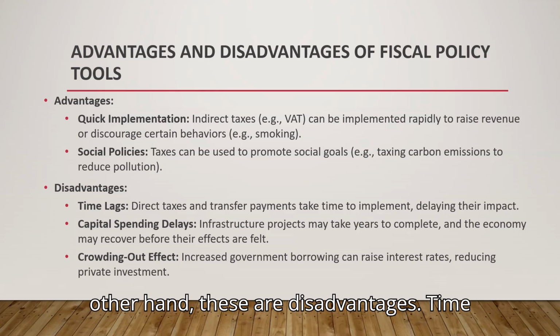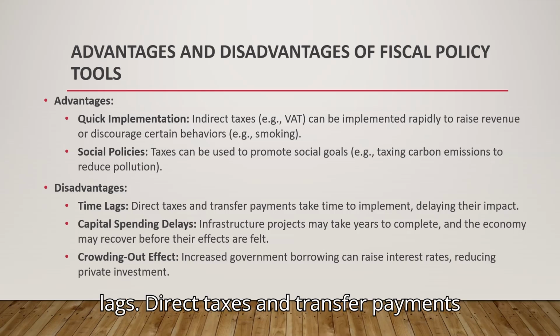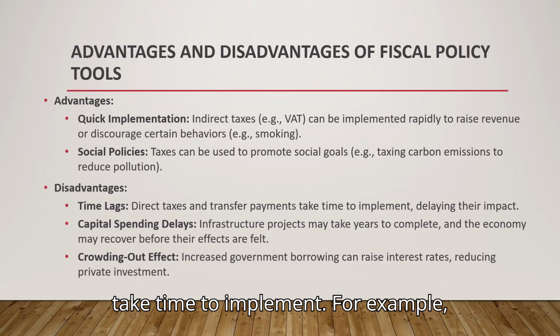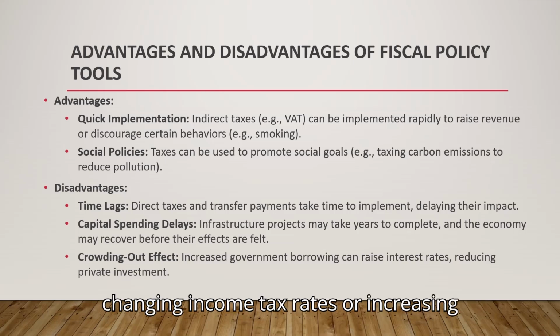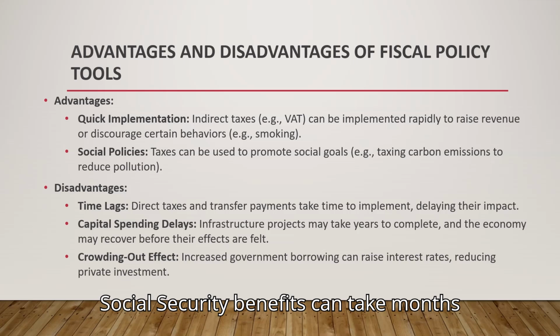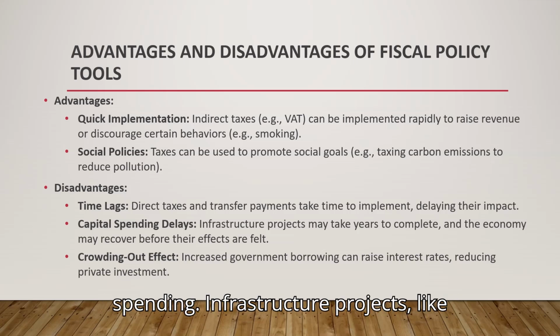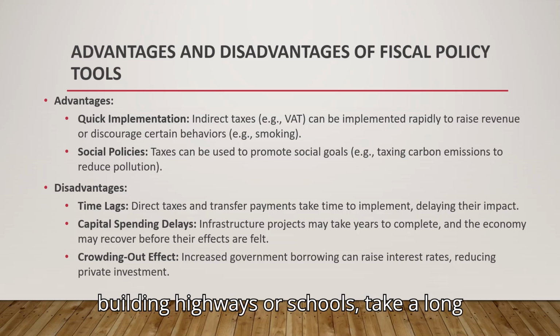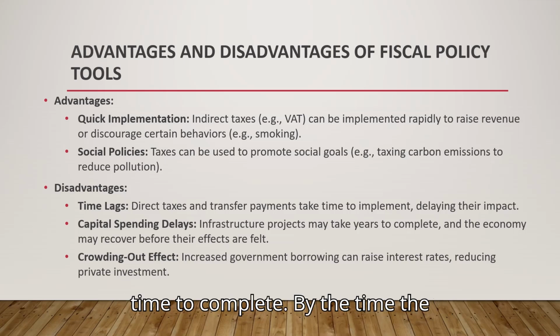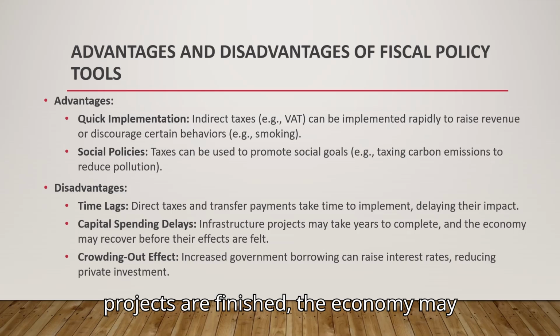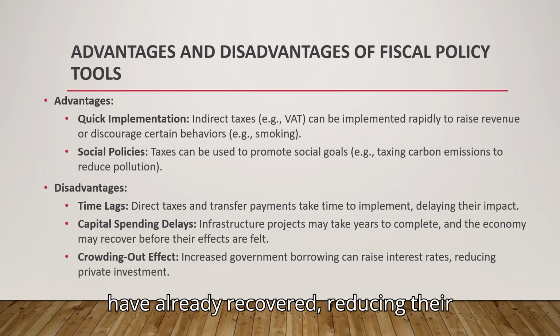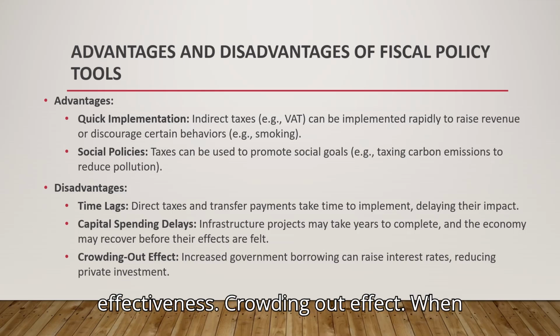On the other hand, these are disadvantages. Time lags. Direct taxes and transfer payments take time to implement. For example, changing income tax rates or increasing Social Security benefits can take months or even years. Delayed impact of capital spending. Infrastructure projects like building highways or schools take a long time to complete. By the time the projects are finished, the economy may have already recovered, reducing their effectiveness.